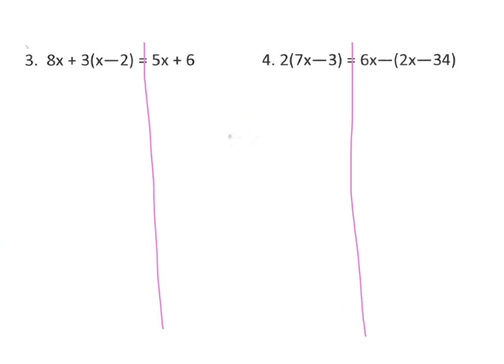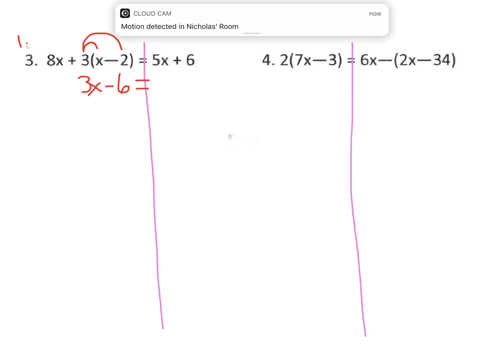All right, so let's start looking at example 3. My step number 1 is still going to be distributive property. Whenever I see parentheses, it doesn't matter if I am simplifying an algebraic expression or solving an algebraic equation, I always want to get rid of parentheses first if possible. So 3 times x and 3 times -2, and then we're going to bring down everything else.